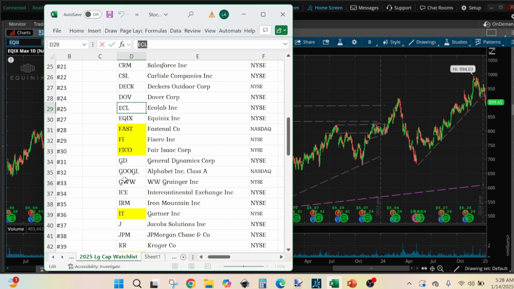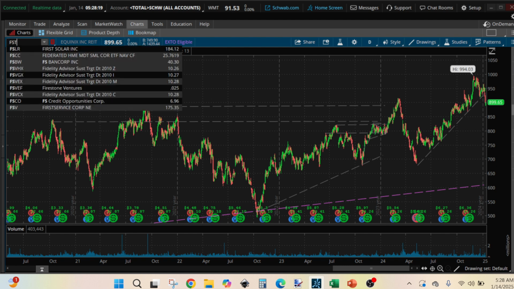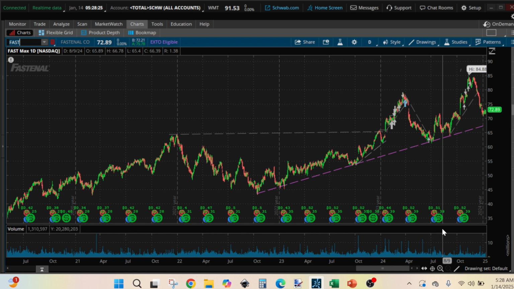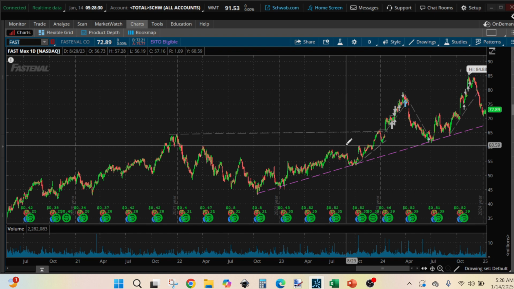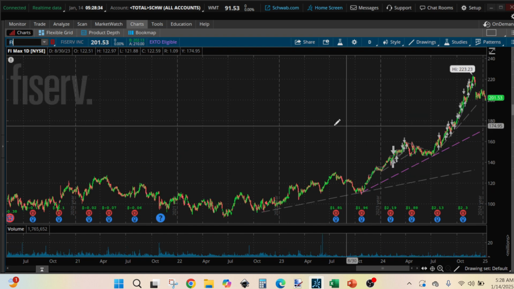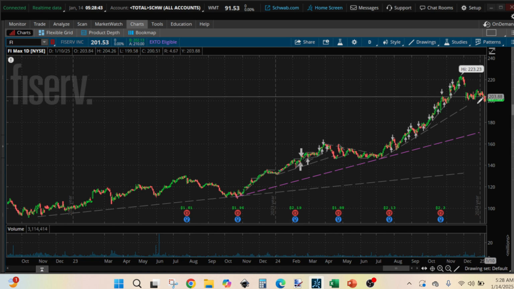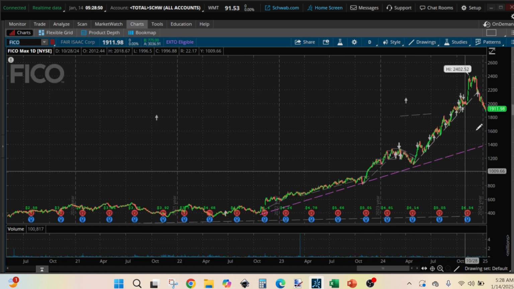Fast. And Fast, we purchased a little bit higher up, and that trend line ended, and it seems to be going down. The next one is FI. And FI, we purchased it somewhere up right there, but it seems to be following this trend line. The next one is FICO. And FICO, we purchased it at this trend line. That trend line ended, and it seems to be going down.